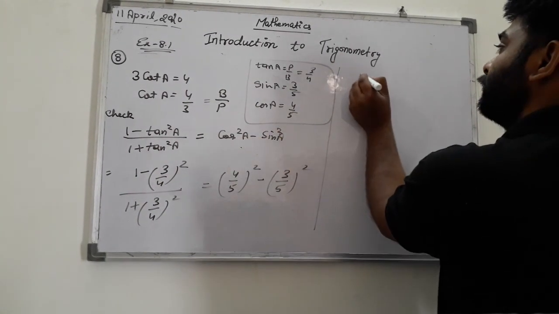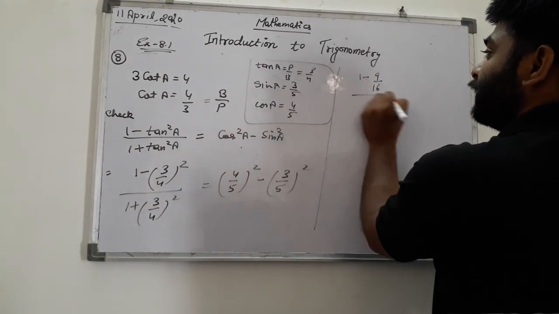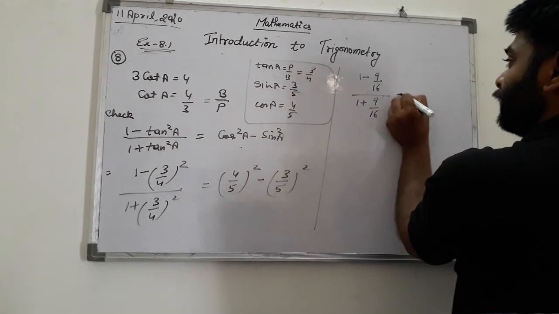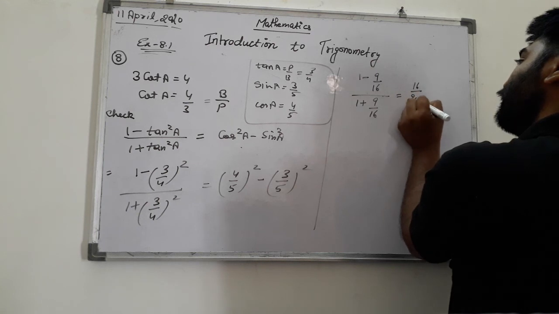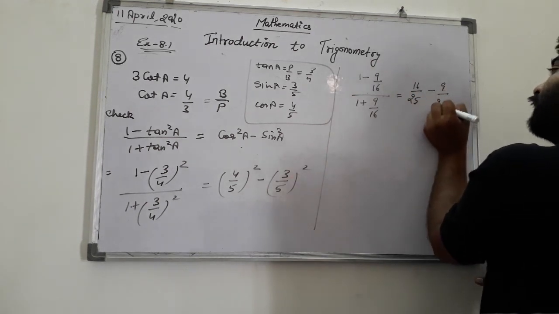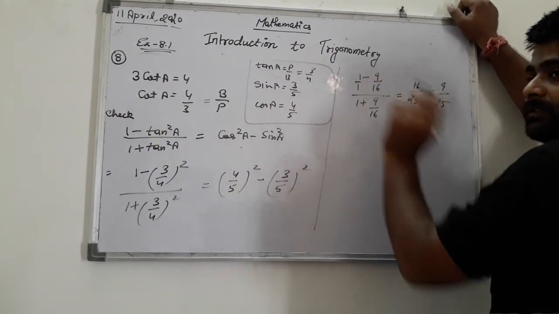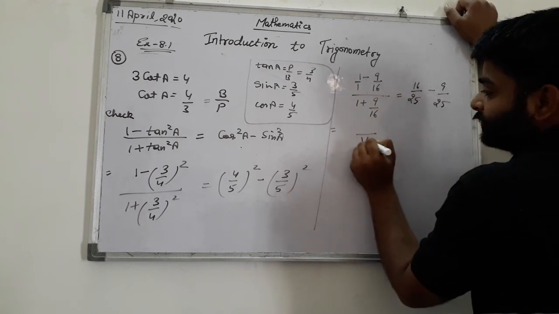Now 1 is 1, square of 3 is 9, square of 4 is 16, so 1 minus 9 upon 16 upon 1 plus 9 upon 16. Again, square of 4 is 16, square of 5 is 25, minus square of 3 is 9, square of 5 is 25. Now class, in this we are taking LCM. So 16 is the LCM for this.